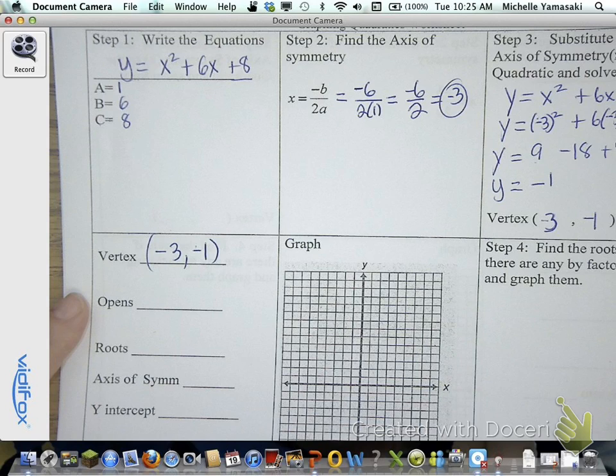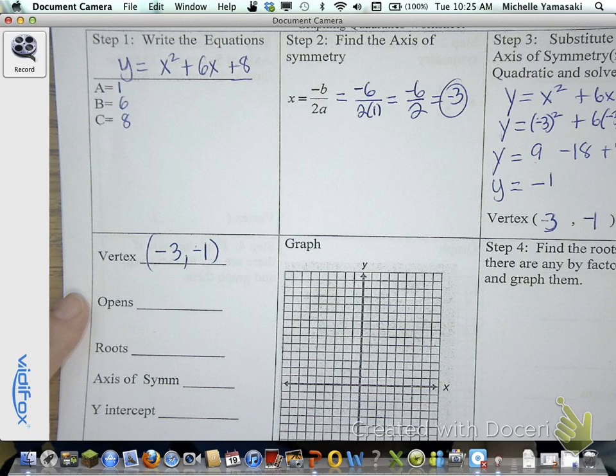And what is my y-intercept? Now, remember back when we were doing linear equations, we said to find the y-intercept, set x equal to 0. So I'm going to do that. X squared plus 6x plus 8. So 0 squared plus 6 times 0 plus 8. Now notice, this becomes y equals 0 plus 8. It really kind of negates these terms.